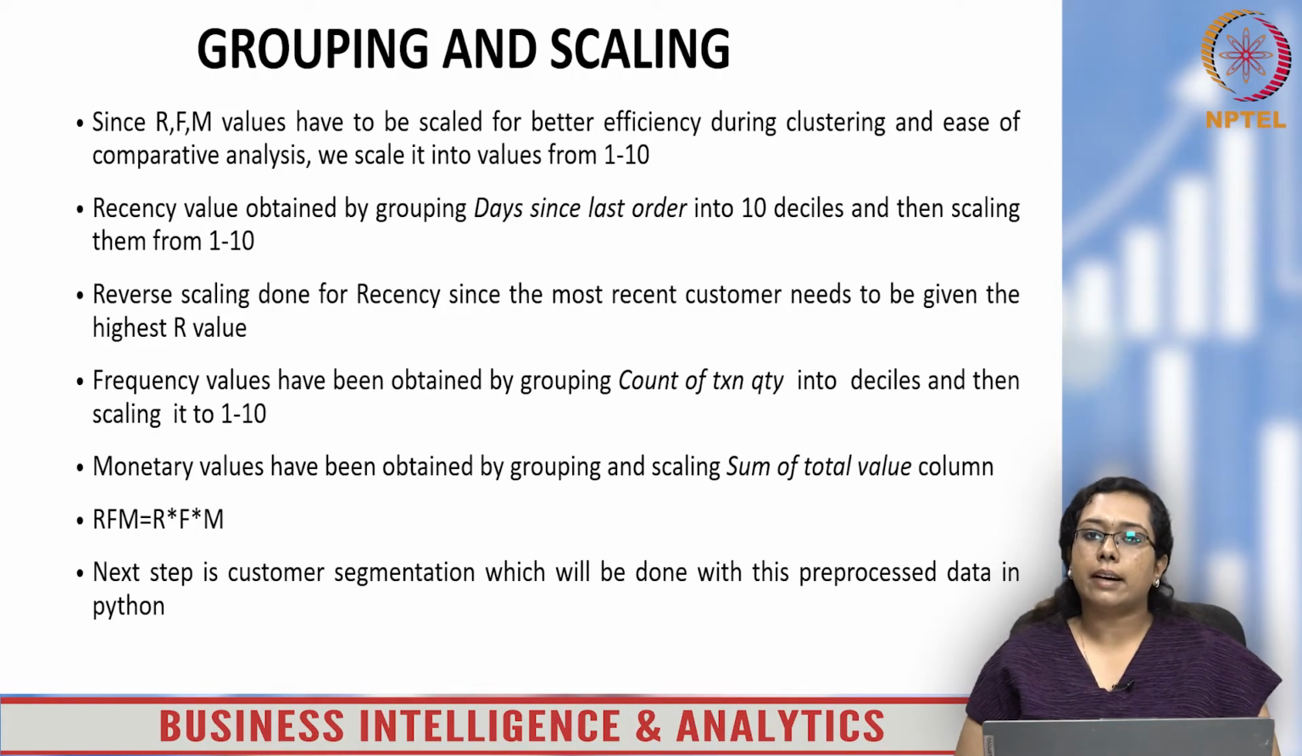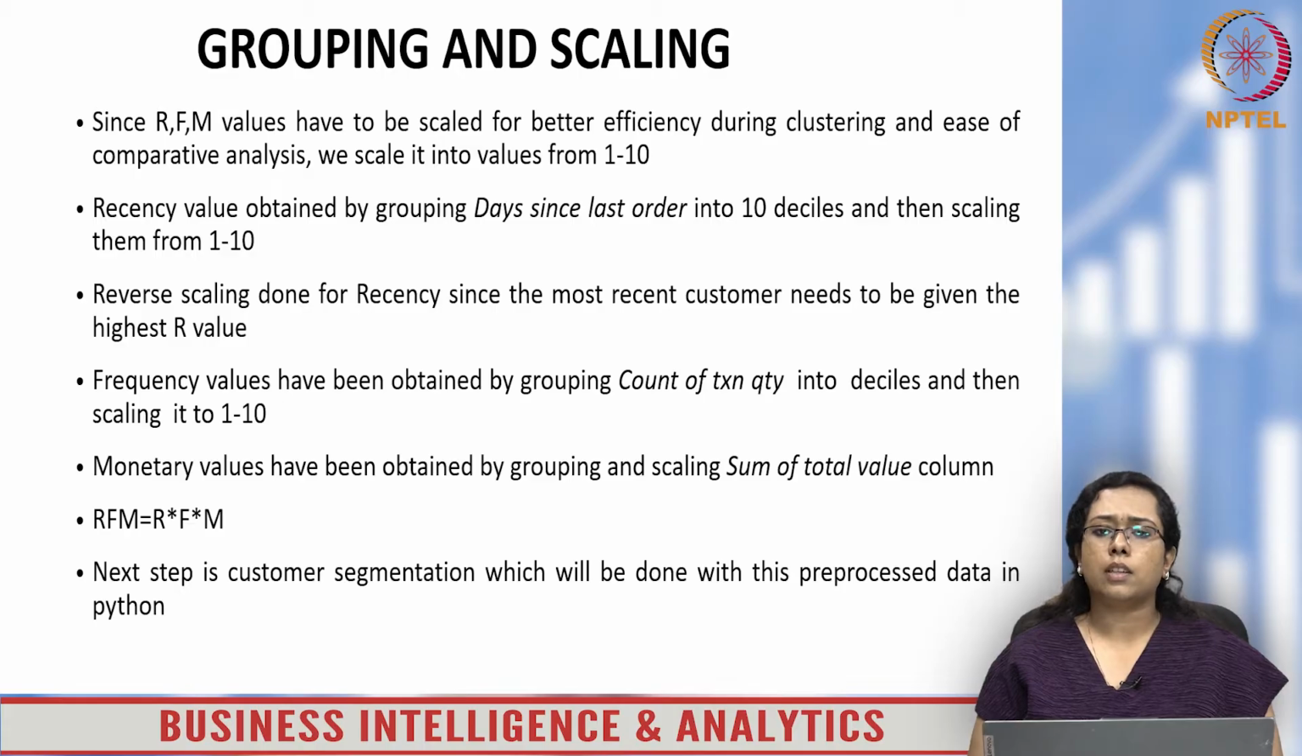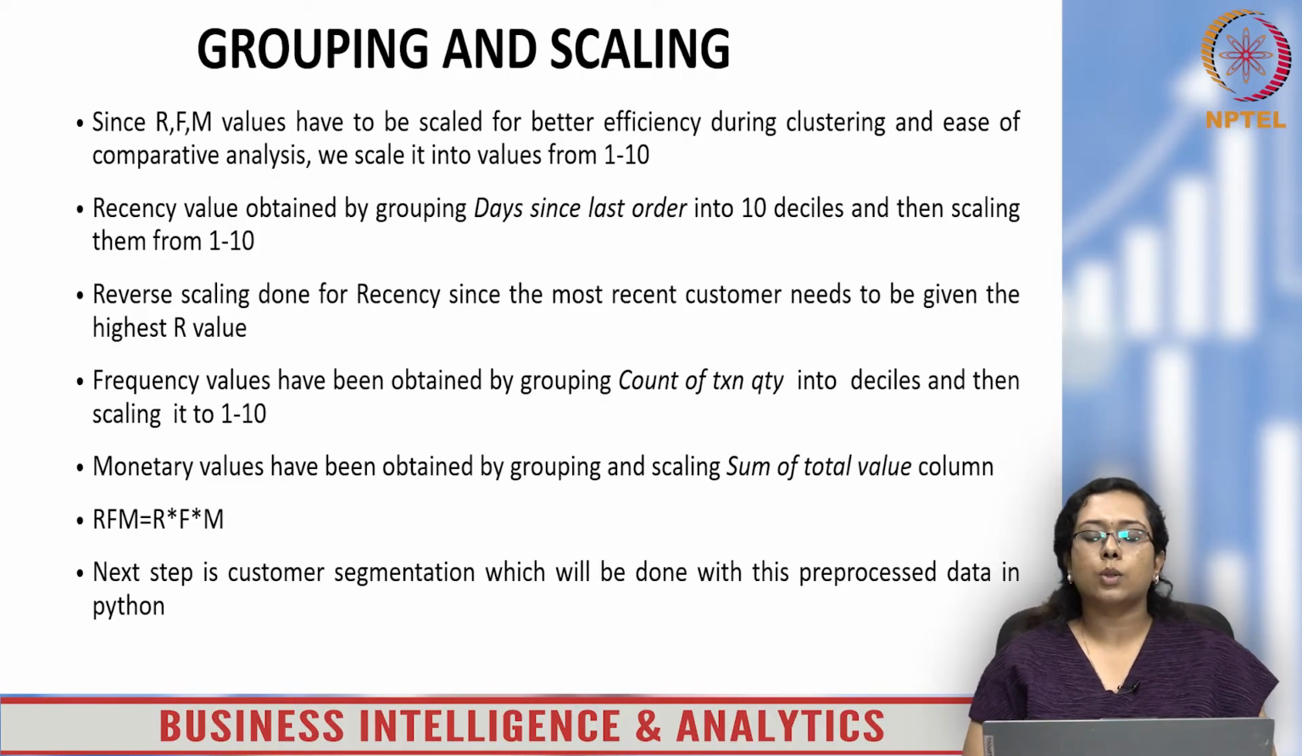Since now we have R, F and M values, but those are not scaled similar to each other, they have to be scaled for better efficiency, especially when we give it as input for k-means clustering or different kinds of clustering algorithms. It would also give us a sense of ease when we compare R, F and M just by directly looking at it. In this case we are scaling it from 1 to 10, but if you want you can scale into 1 to 5 as well. So how do we get the recency? We get the recency by grouping days since last order into 10 deciles and then scaling from 1 to 10.